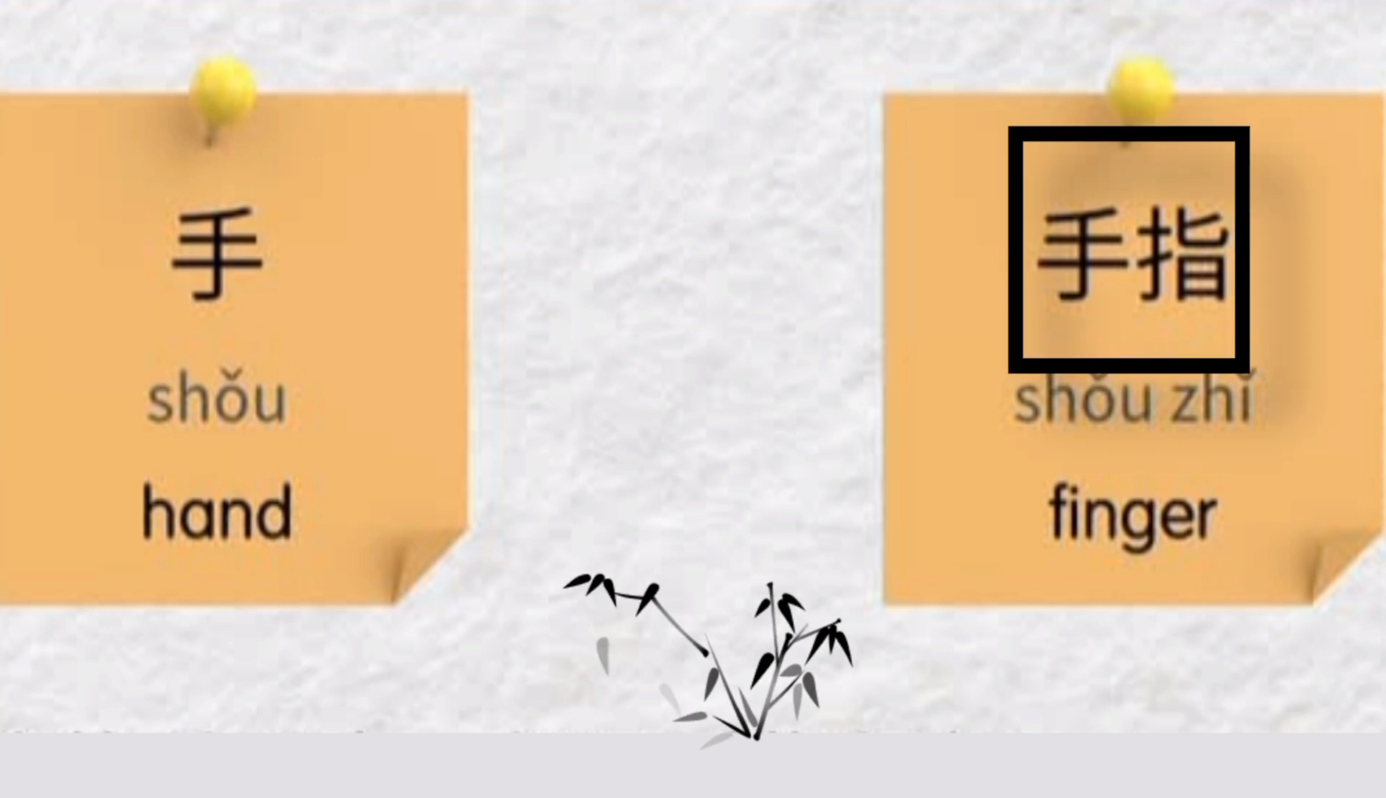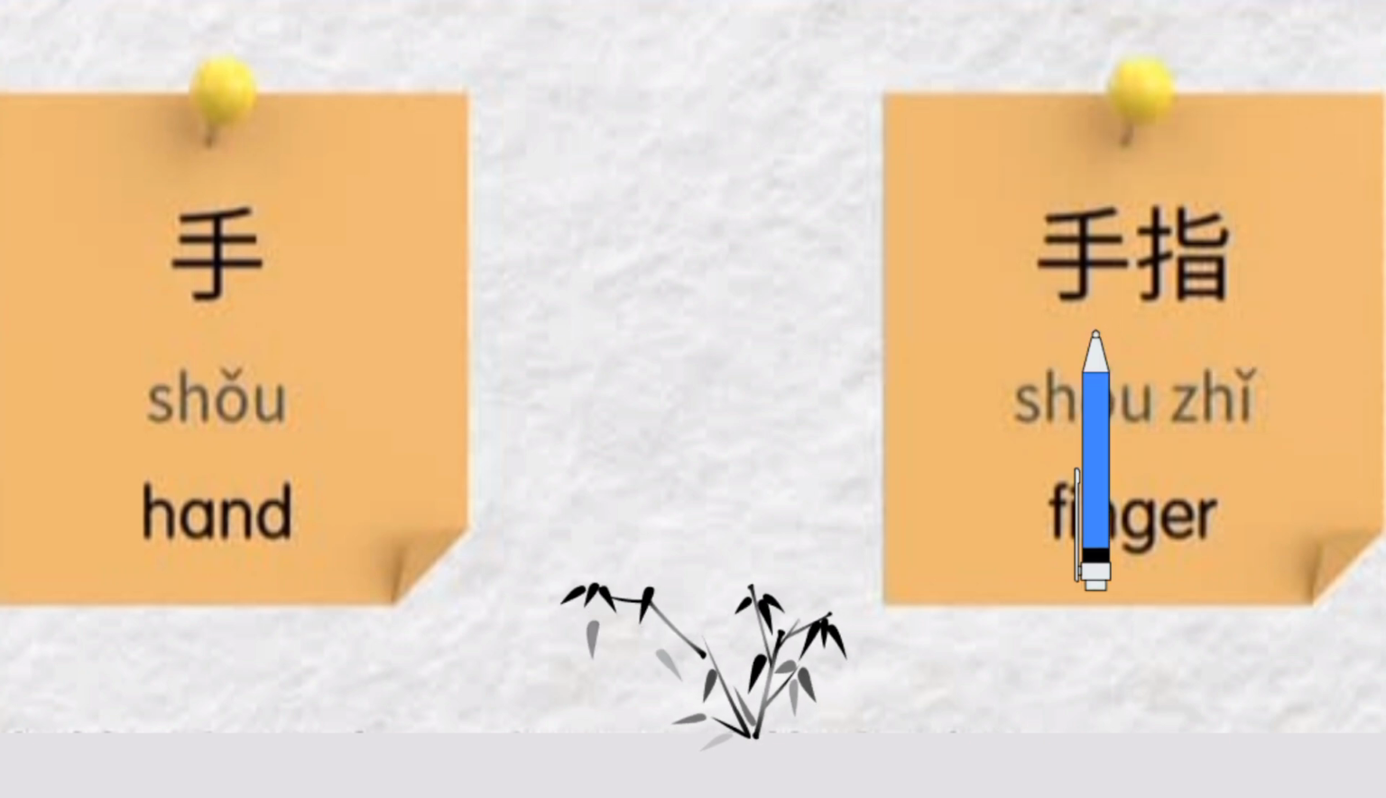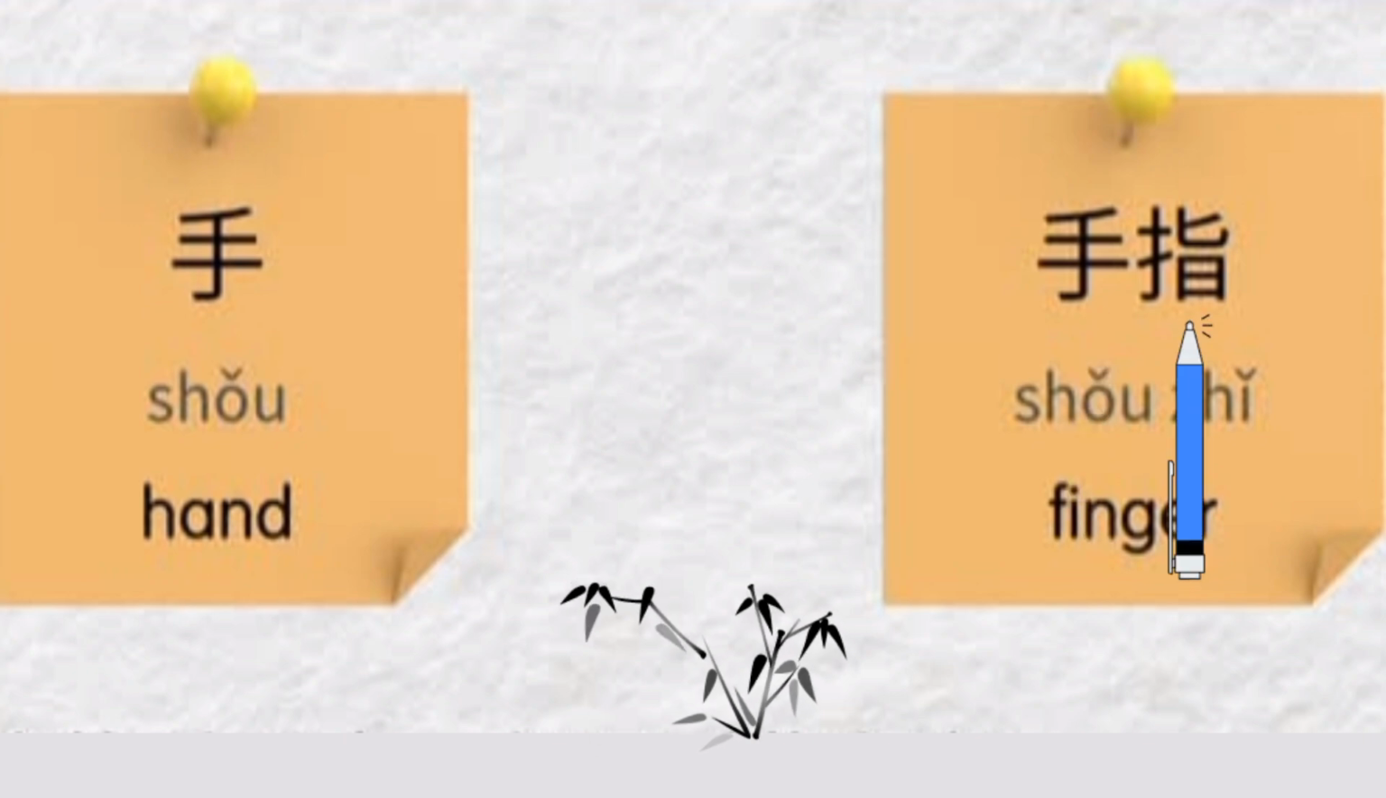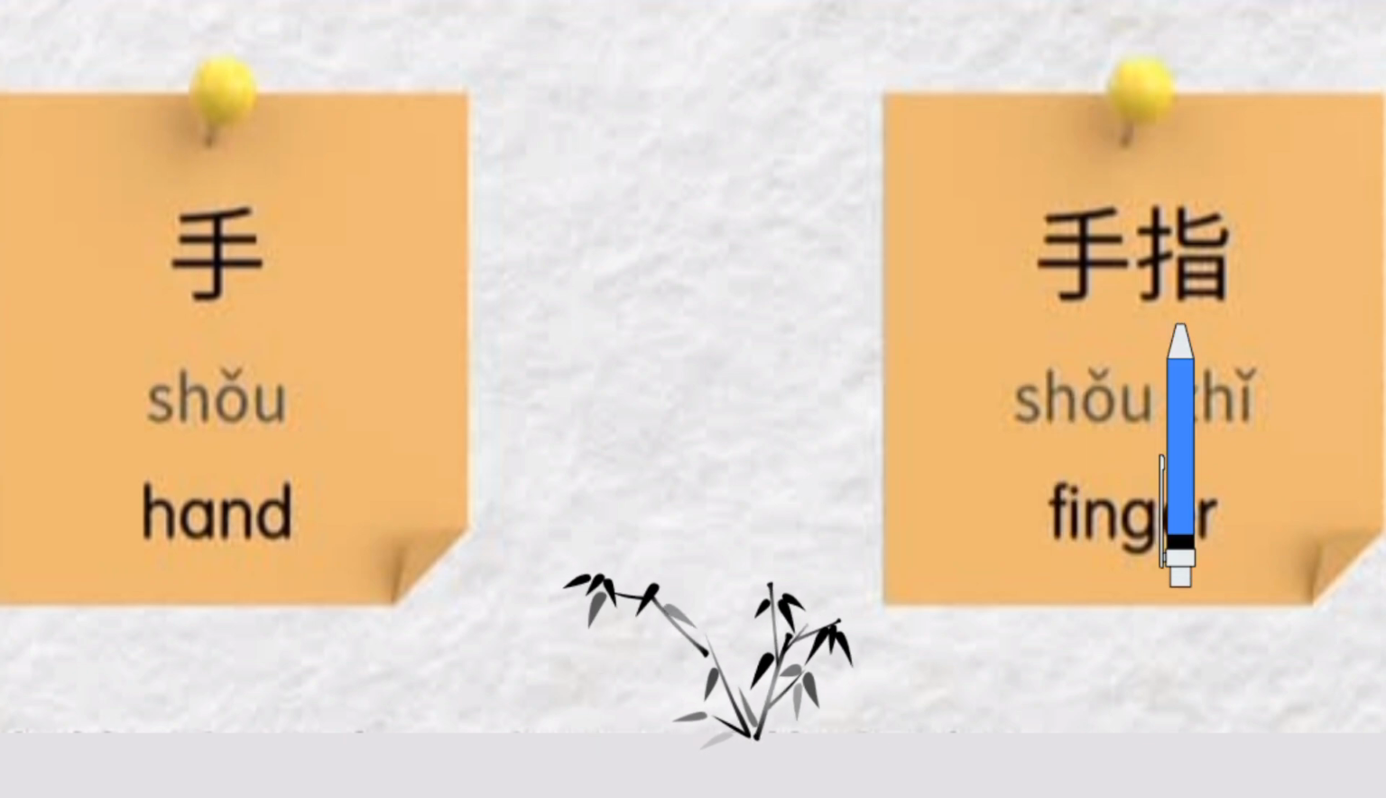Now, let's talk about fingers. The general term for finger is 手指. Let's practice it again one more time. 手指. Let's explain it in detail.